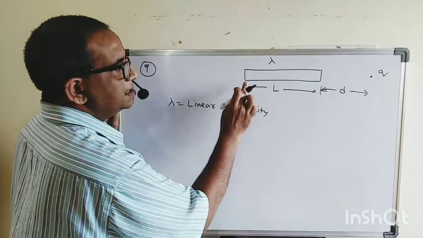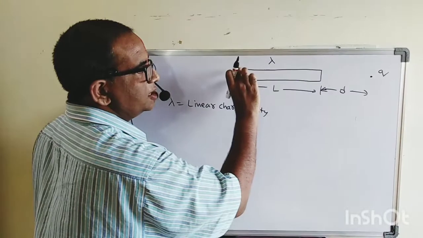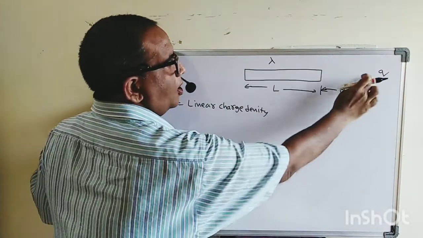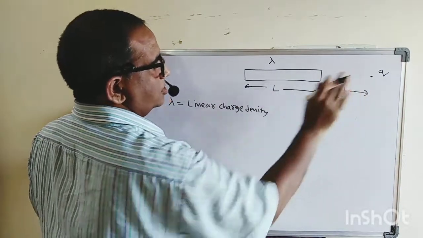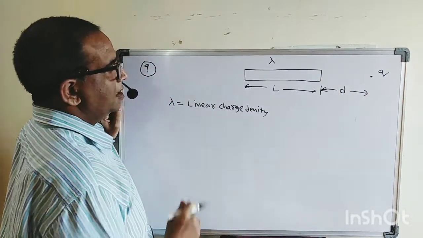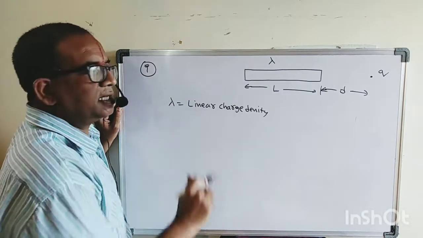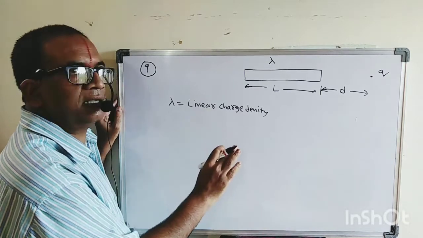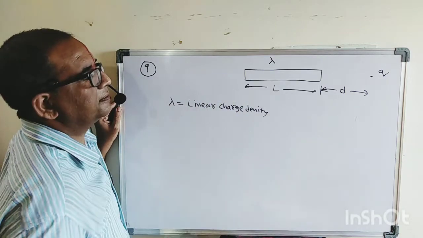Remember, lambda means linear charge density, so this is also a charged rod. This charged rod is there and a point charge is there. Now, what is the force between these two? That is the question here. Lambda means linear charge density, which is the charge per unit length of the rod.